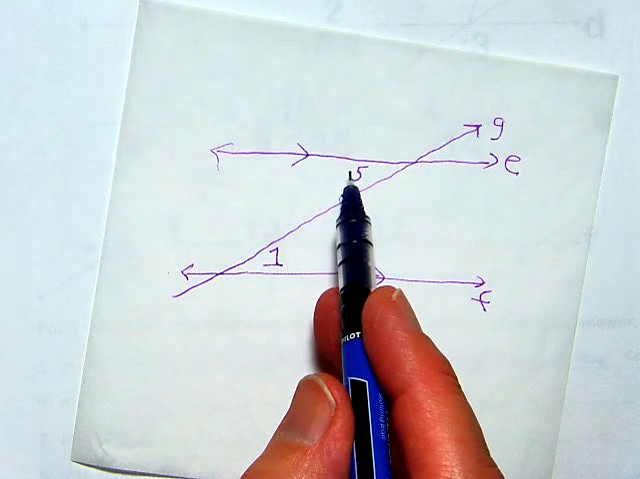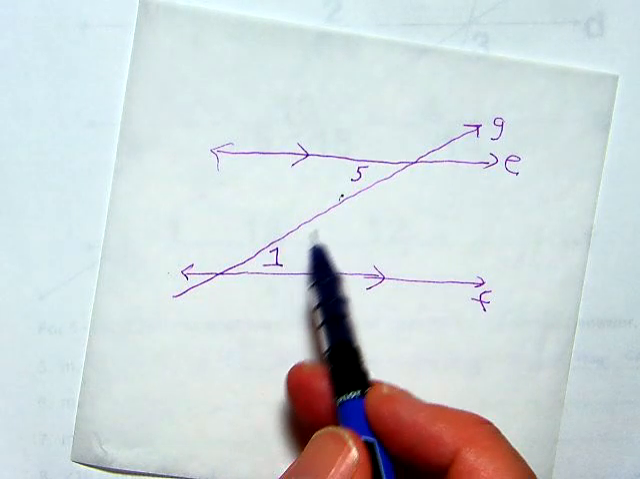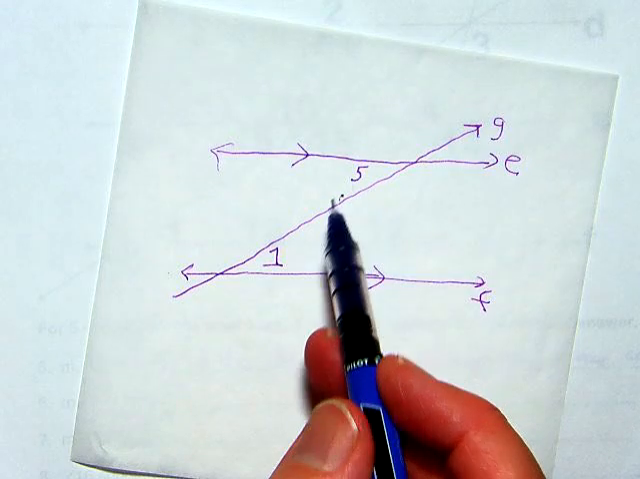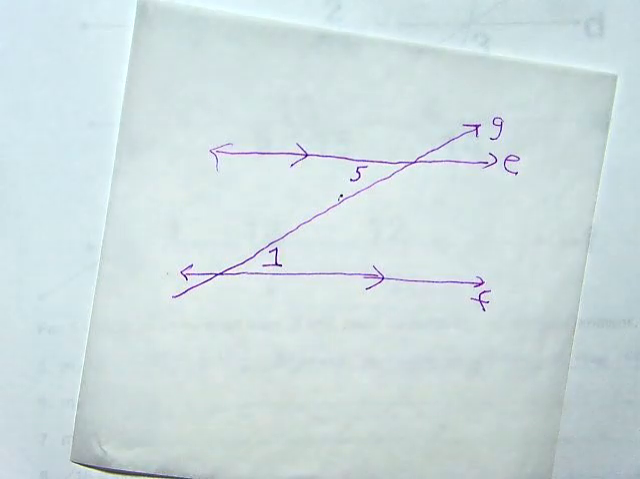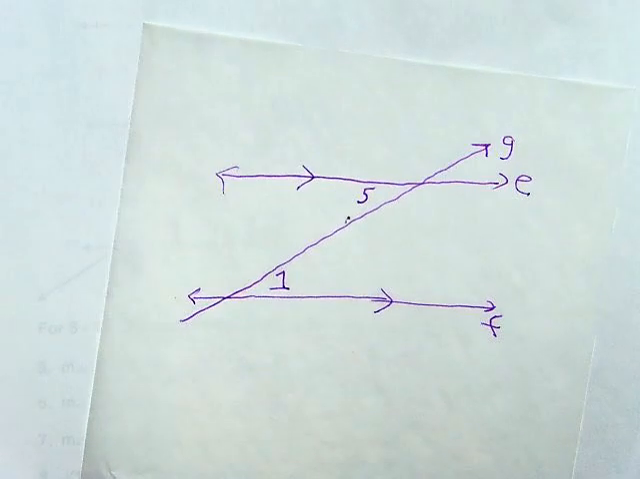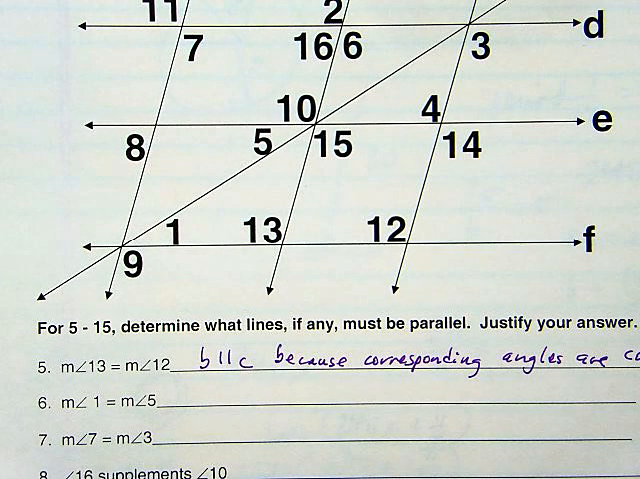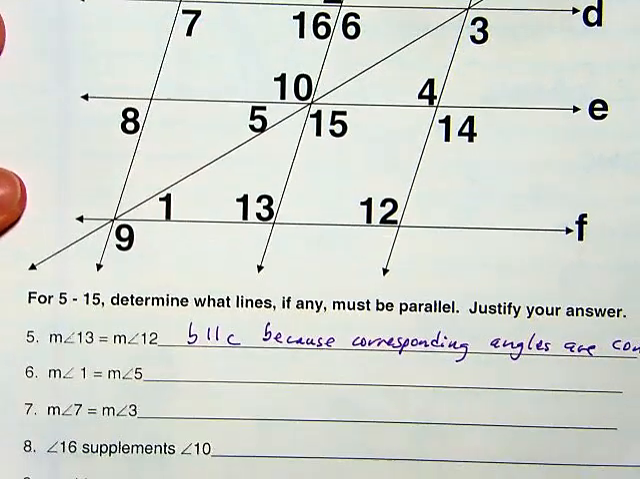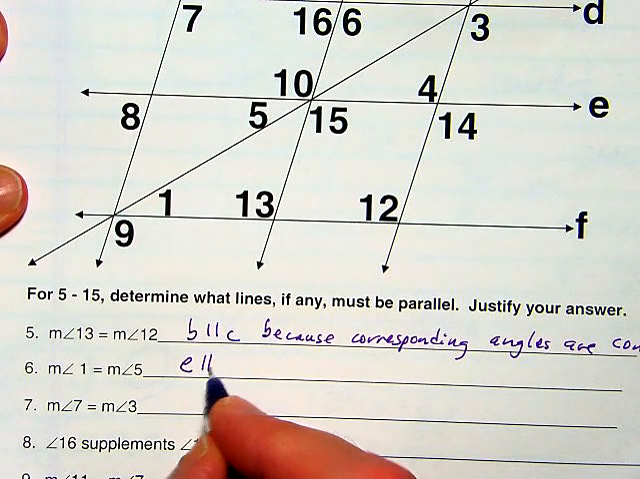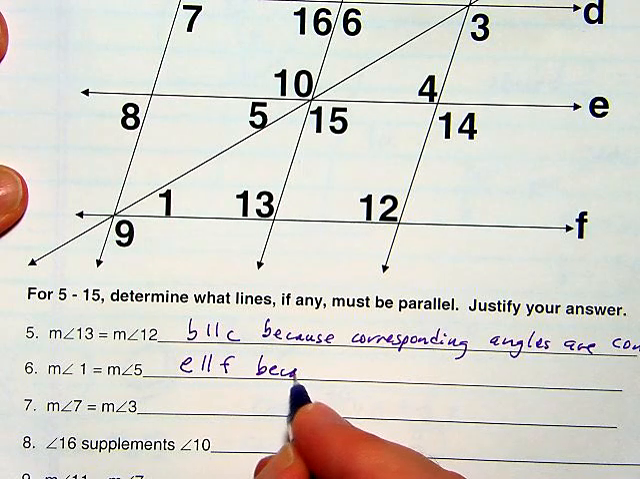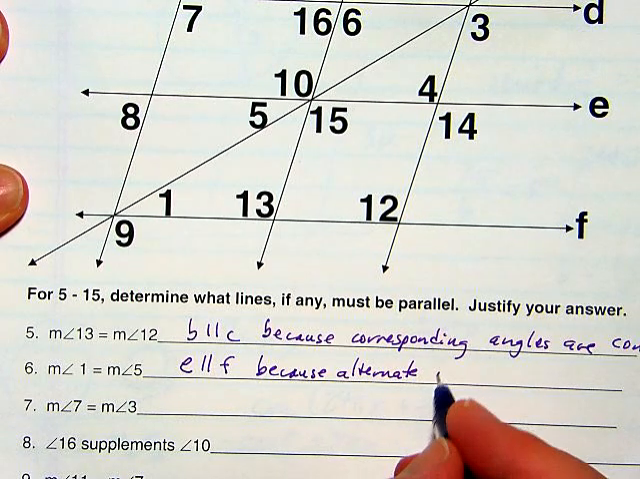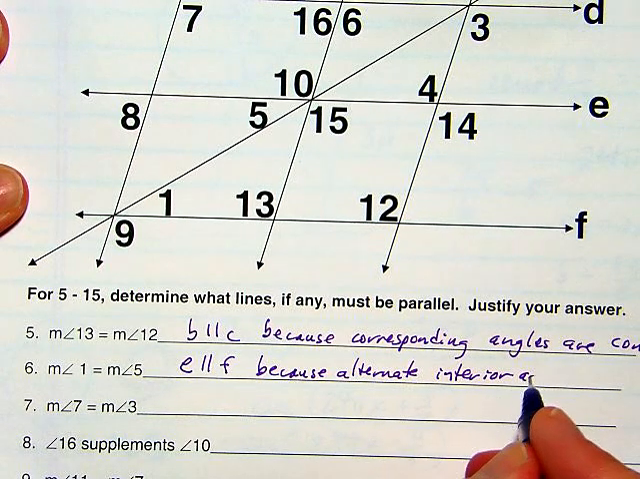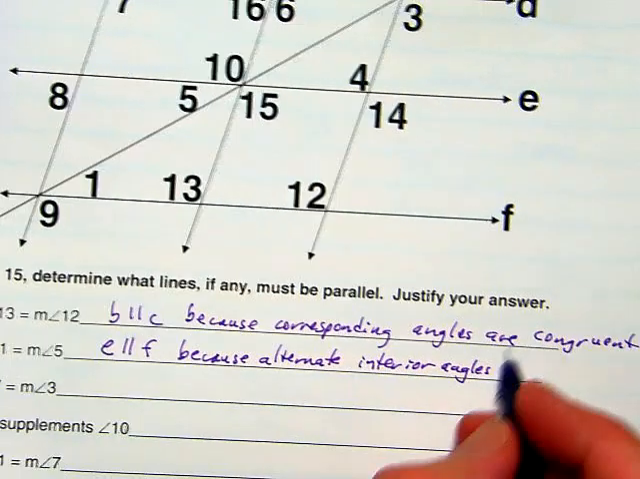angles 1 and angle 5 are alternate interior angles. They are on opposite sides of G. 5 is on the left, 1 is on the right, and they're between lines E and F. And if the measures are equal, then alternate interior angles are congruent, which implies that lines E and F are parallel. So we have line E is parallel to line F because alternate interior angles are congruent.